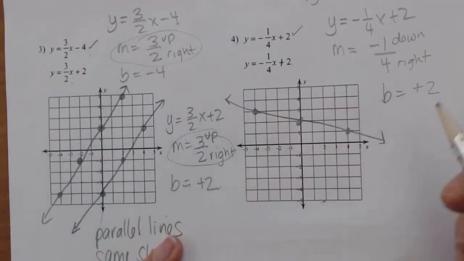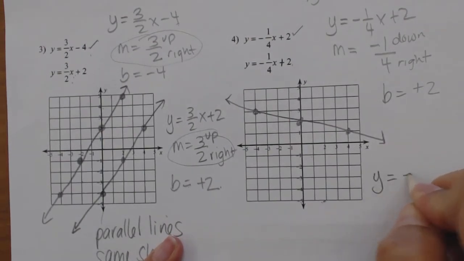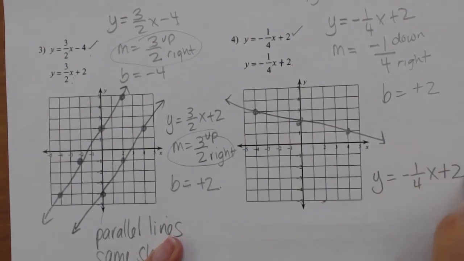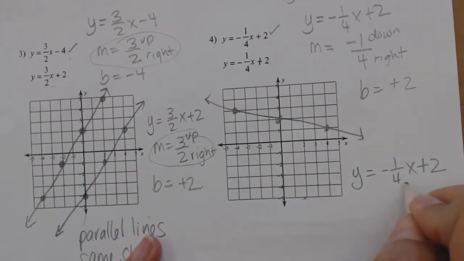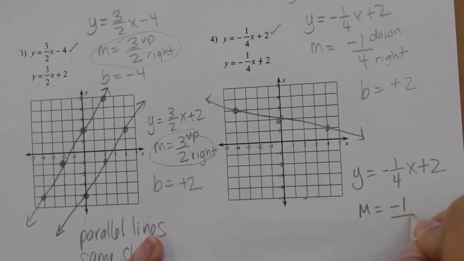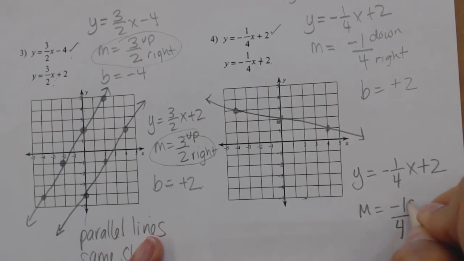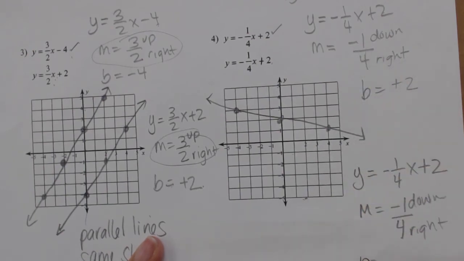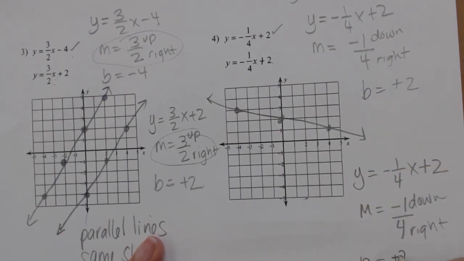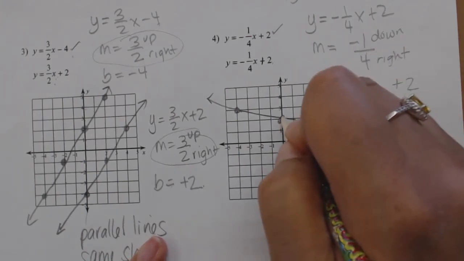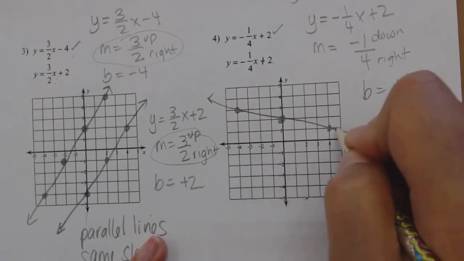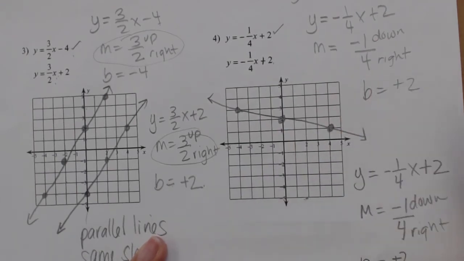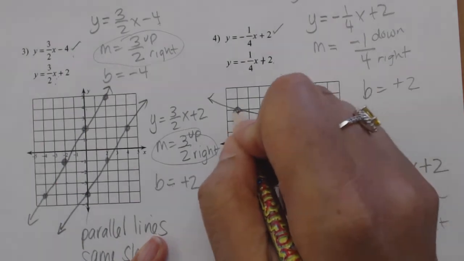Did that first one. Let's go on to the second one. Y equals negative 1/4 x plus 2. M equals negative 1 over 4, putting the negative in the numerator. This again is looking very familiar. So we're going to go down and right. I'm seeing same slopes. Let's see what happens. B again is positive 2. Let's graph it. We go to positive 2. We go down 1 and right 4. Can't go anymore. So we go up 1 and left 4.